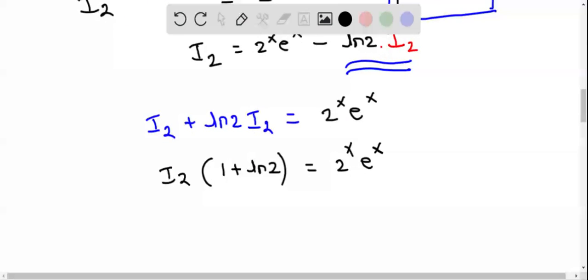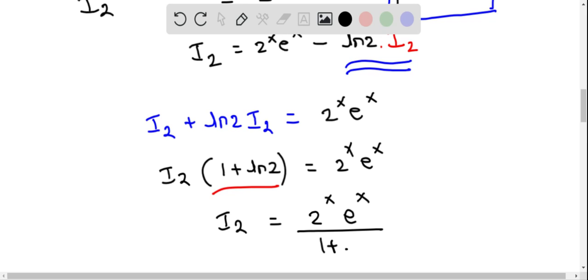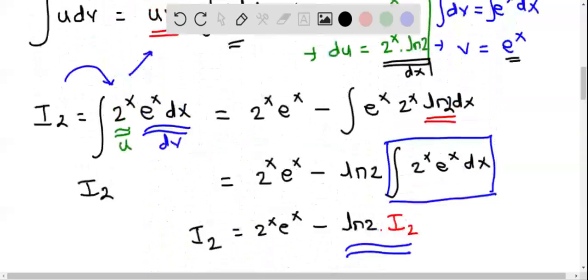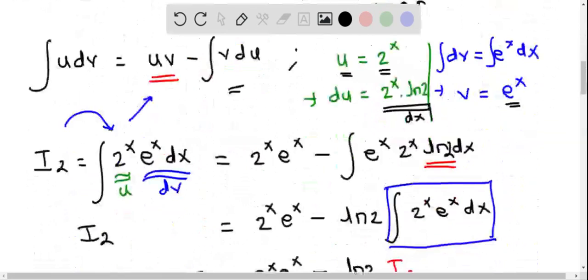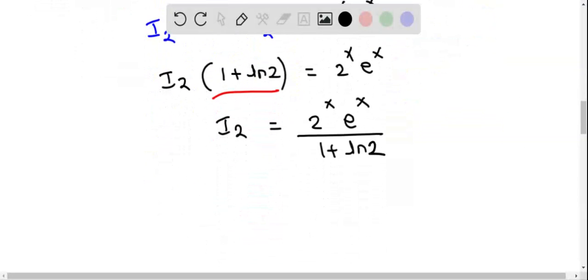So basically we have to solve for I2. We divide both sides by this term, 1 plus natural logarithm of 2. When we do that, we get I2 equals 2^x e^x divided by 1 plus natural logarithm of 2. So we have successfully found the integral of our second term in equation number 1, which results in 2^x e^x divided by 1 plus ln 2.